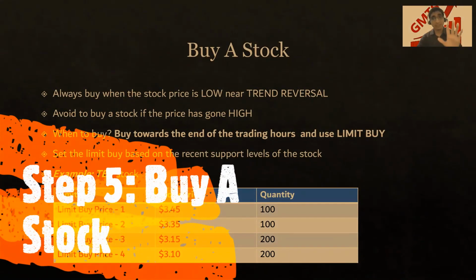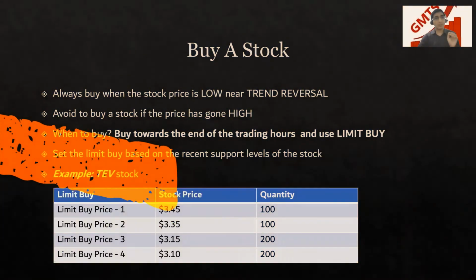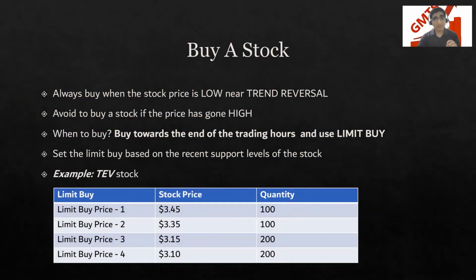Step 5, buy a stock. Always buy when the stock price is low, near trend reversal. Avoid buying a stock if the stock price has gone high. When to buy? Buy towards the end of the trading hours on TSX and use limit buy. Set the limit buy based on recent support levels of the stock.